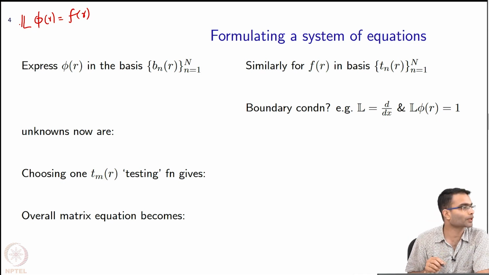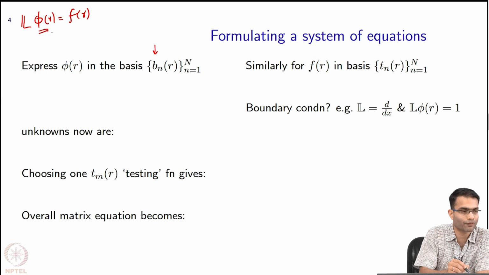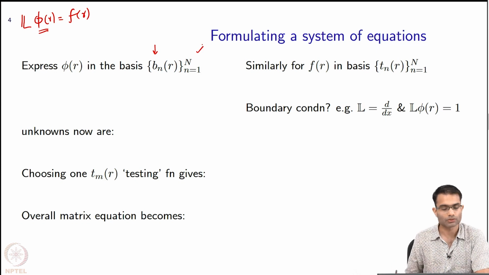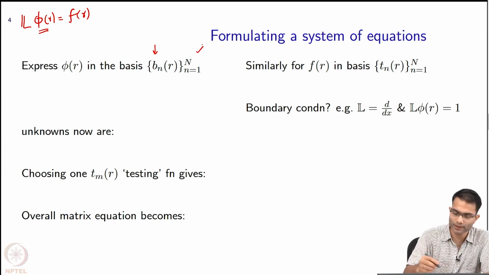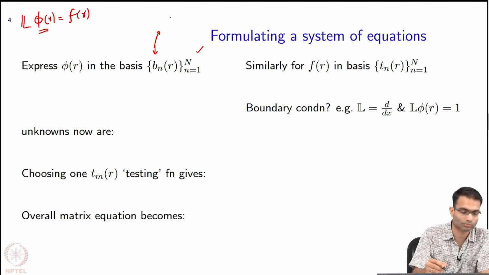So, first of all, I have said that I am going to use the basis Bn for the domain. Whatever function phi I am trying to find, let me try to express it in the basis of Bn. That is the first thing I will do. How do I actually write this? Let us further assume that the Bn's and the Tn's are orthonormal. They need not be, but it makes the math easier.